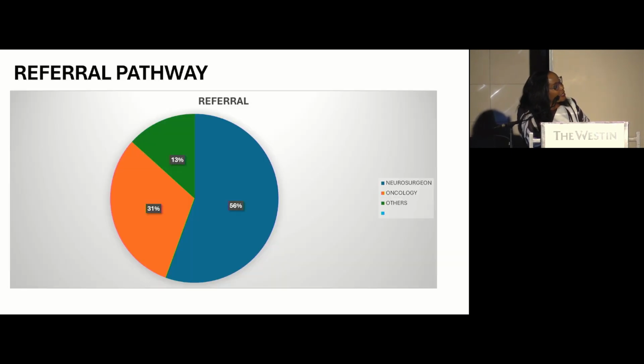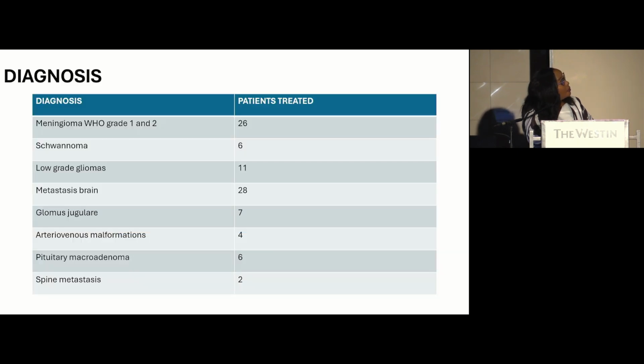Our referral pathways, most of our patients will come from the neurosurgeon. As I'll show you, most of the diagnosis is, of course, brain metastasis, but we do have other non-cancerous cases. The number 1 diagnosis is brain metastasis, mainly because of oncology patients. But meningiomas, WHO grade 1 and grade 2, are quite a number. Some of the meningiomas we see are quite large. Then we have some pituitary microadenomas that we do treat.